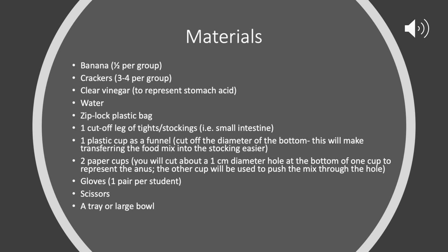For the materials, you will need half banana per group, 3 to 4 crackers per group, clear vinegar to represent stomach acid, water to represent saliva, a Ziploc plastic bag, 1 cut-off leg of tights or stockings for the small intestine, 1 plastic cup as a funnel, and 2 paper cups. Besides that, the students can also get a pair of gloves, scissors, and a tray or large bowl.